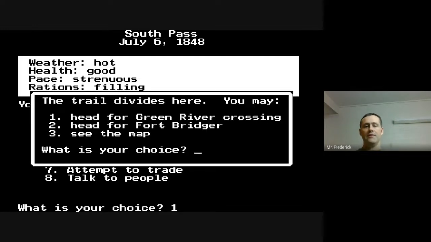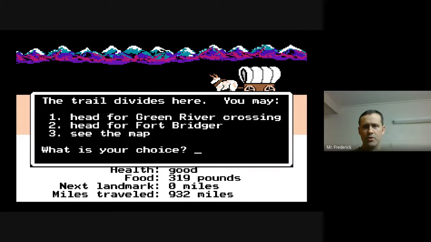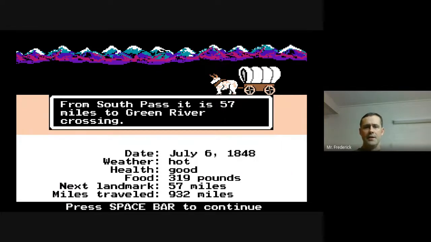Oh, the trail divides here. Head for Green River Crossing, head for Fort Bridger. Let's take a look at the map. Okay, so Fort Bridger appears to be out of the way, but maybe it doesn't have a river crossing. I think that might be the catch. I think I'm going to choose the Green River Crossing instead of Fort Bridger. I can pay somebody to help me cross. From South Pass, it is 57 miles to the Green River Crossing. Let's go for it.